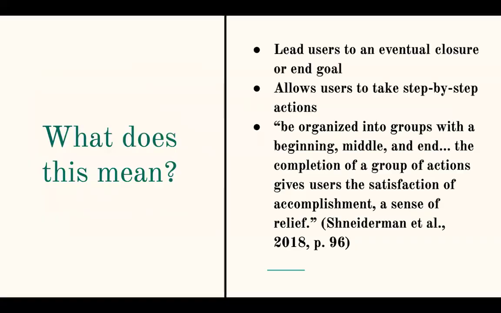Usability Principle 1. Design dialogues yield to closure. So what does this principle mean? The website interface should lead users to an eventual closure or end goal. Good usability allows users to take step-by-step actions to find this end. Shneiderman et al.'s book, Designing the User Interface: Strategies for Effective Human-Computer Action, states that, in terms of the 8 golden rules of interface design, systems should be organized into groups with a beginning, middle, and end. The completion of a group of actions gives users the satisfaction of accomplishment, a sense of relief.